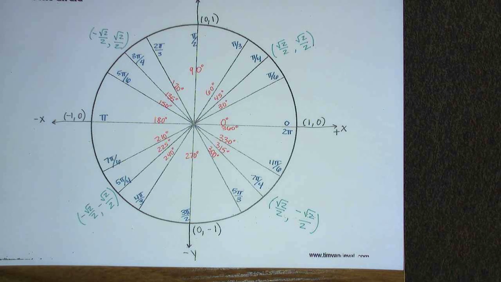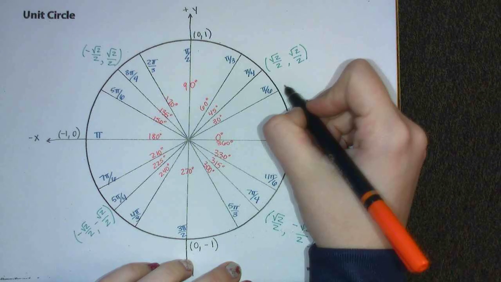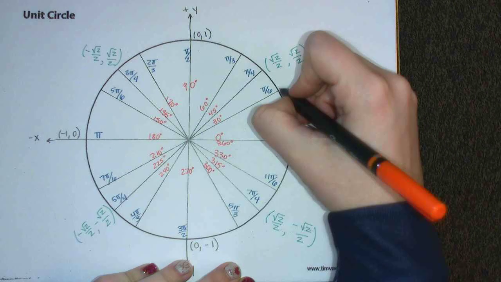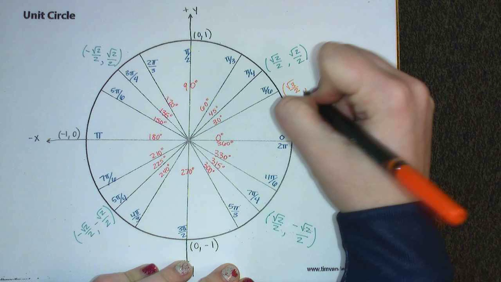I'm going to do orange, and I'm going to do the pi over 6s. Okay? Now with these ones, again, the reason I say they're really easy is the numbers stay the same all the way around. But again, it's the signs that basically flip with them. Okay, so for this one, both are going to be positive. So we have the square root of 3 over 2, comma, 1/2.